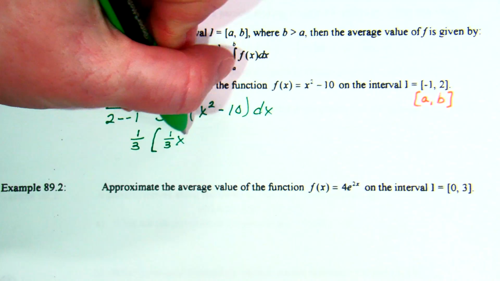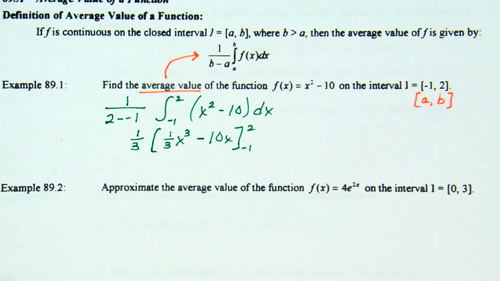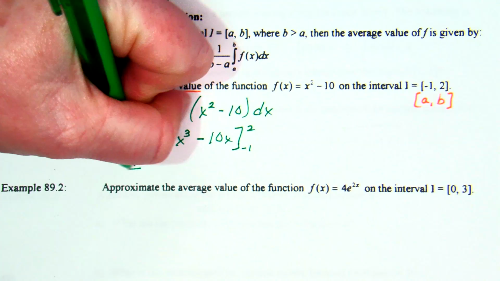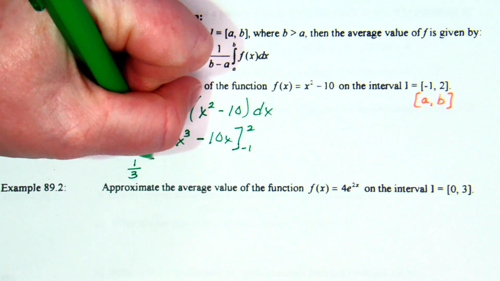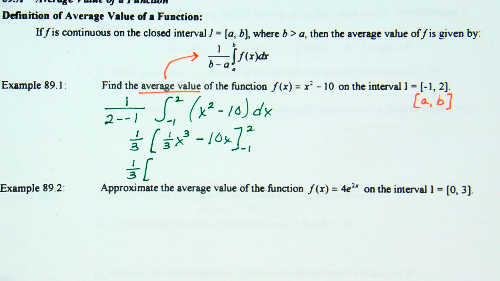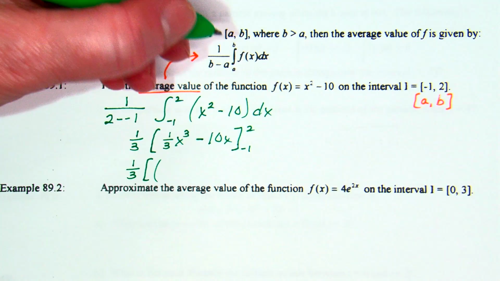The integral of x squared is 1/3 x to the third, minus the integral of 10, which is 10x, evaluated between -1 and 2. We're doing some basic math you guys are comfortable with, right? I expect you to be at this point. I'm going to leave that 1/3 out front, and I'll just take whatever I get in the end and multiply by 1/3. Start by plugging in 2.